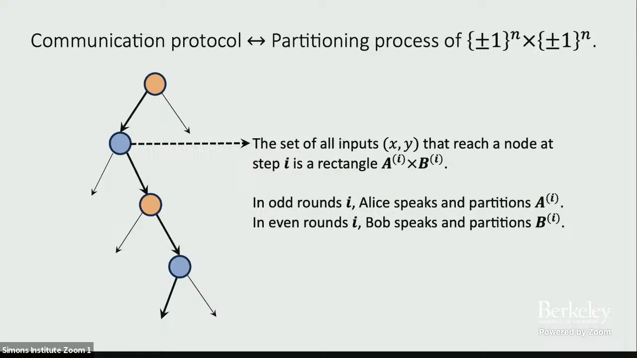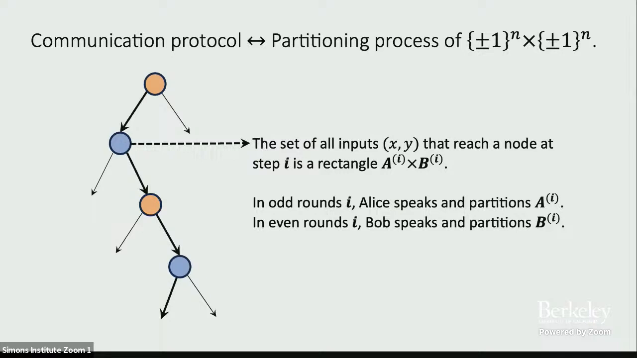So in more detail, at any node, the set of inputs that reach this node is going to be a rectangle of the form A times B, where A is a subset of Alice's inputs and B is a subset of Bob's inputs. When Alice speaks, she's announcing f of x. And what this does is partition her set into two parts, those for which f of x is 1, and those for which f of x is minus 1. So when Alice speaks, she's partitioning her set into two parts. And when Bob speaks, he's partitioning his set into two parts.